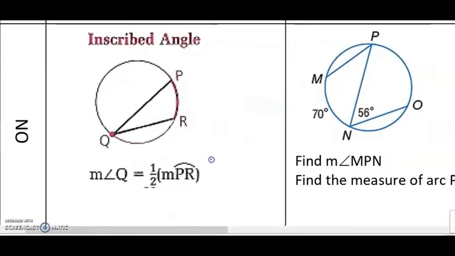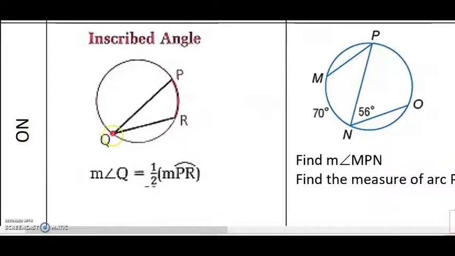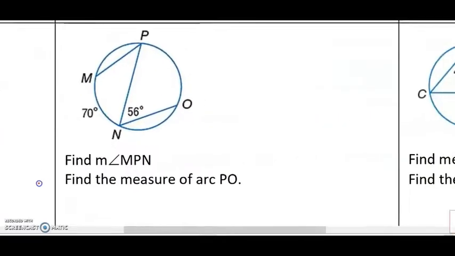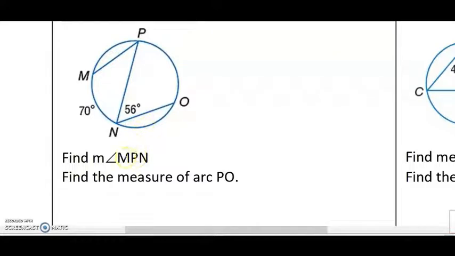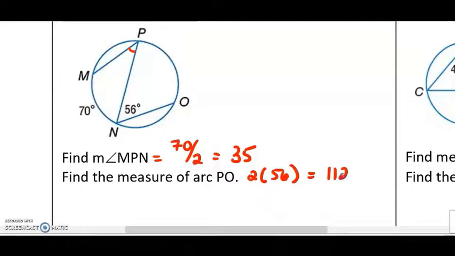Our next set of examples is the vertex is on the circle. It's an inscribed angle. And in 9.2, we talked about if the vertex is on the circle, the angle measure is half of the arc. So to find the measure of angle MPN, that's going to be 70 divided by 2, or 35. And then to find the measure of arc PO, that's going to be twice 56, or 112.